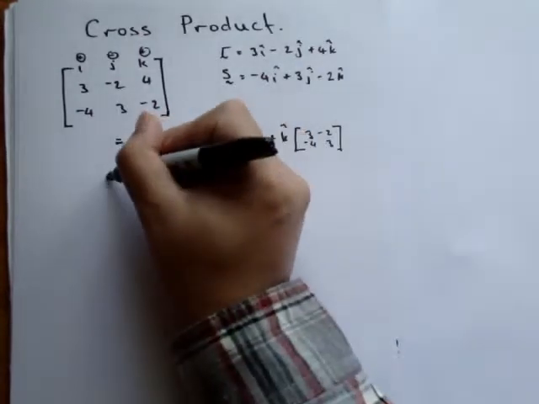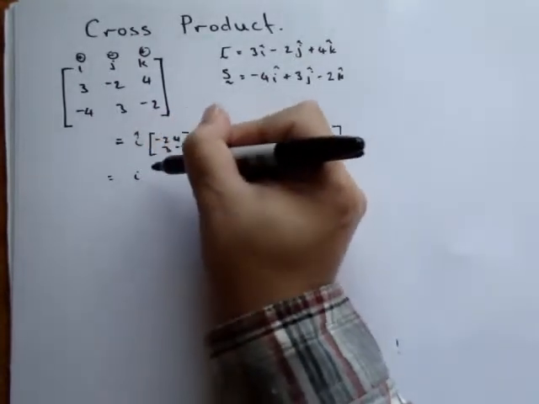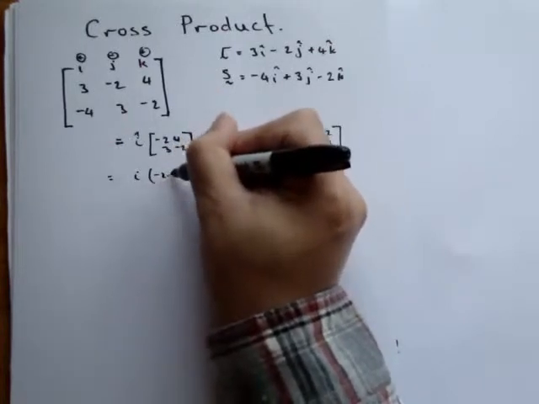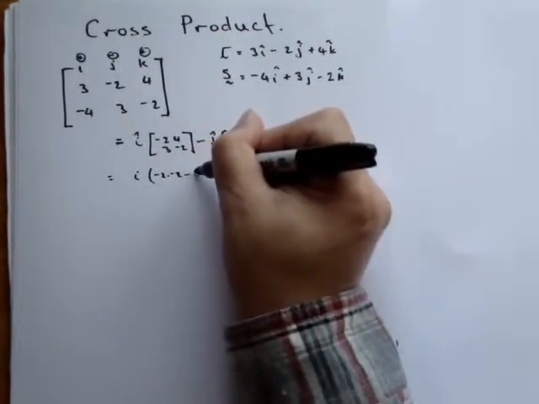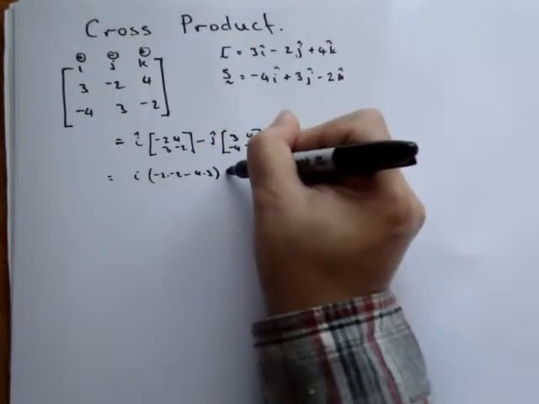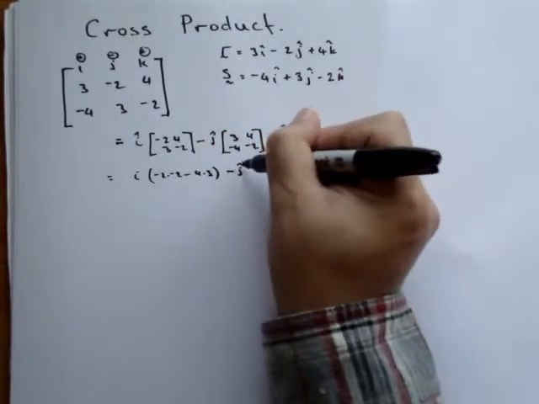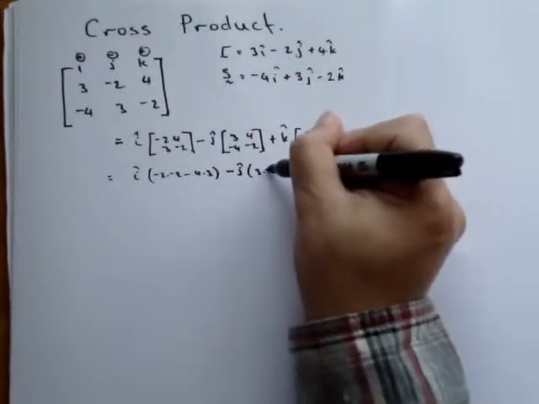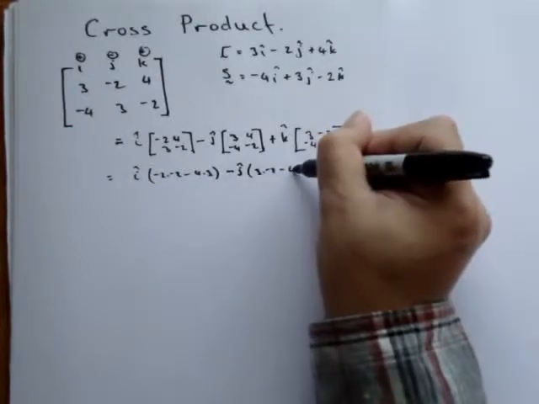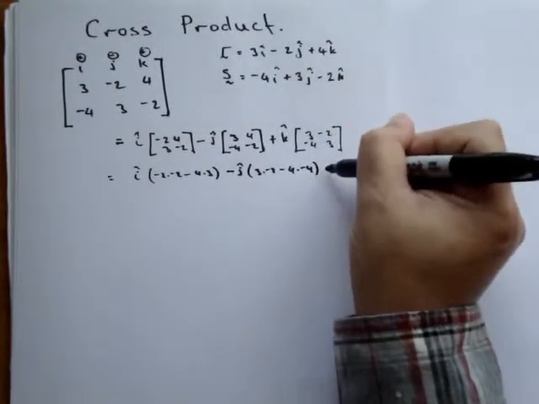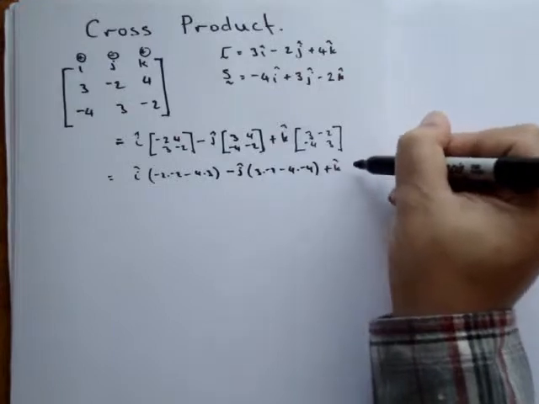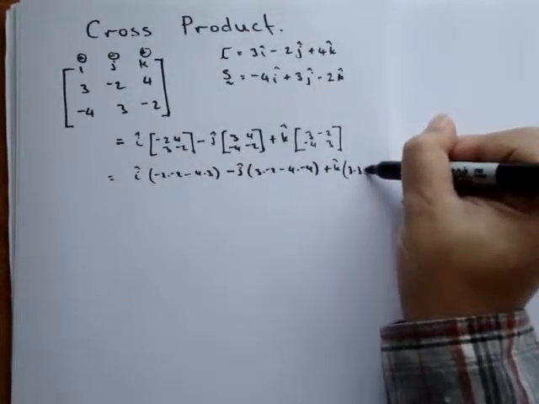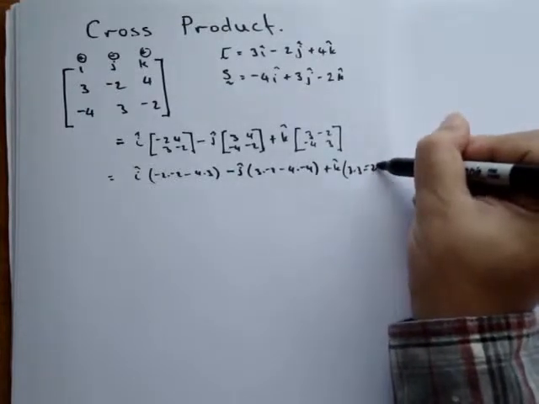And then when we work that out, that becomes i multiplied by minus 2 times minus 2 minus 4 times 3, minus j, 3 times minus 2 minus 4 times minus 4, plus k, and then this will be 3 times 3 minus 2 times minus 4.